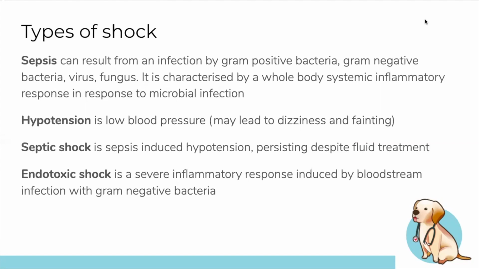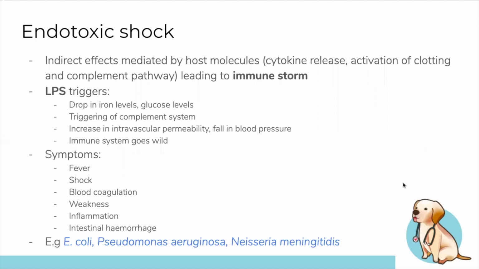And then you have endotoxic shock, which is a particular type of septic shock induced by gram-negative bacteria, which is what we just talked about, because they have that component in their outer membrane. Endotoxic shock is the bad one, because you can have an immune storm in the body, and everything is going crazy. Because of all of that, you get a bunch of symptoms. Your immune system is literally going crazy. You have fever, shock, inflammation, everything's just not where it's supposed to be.